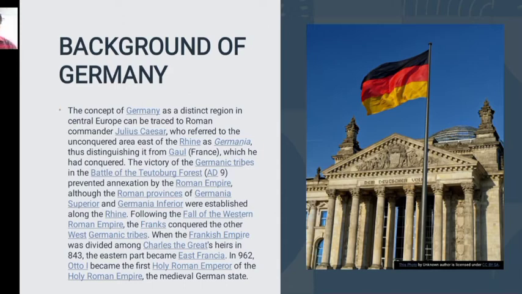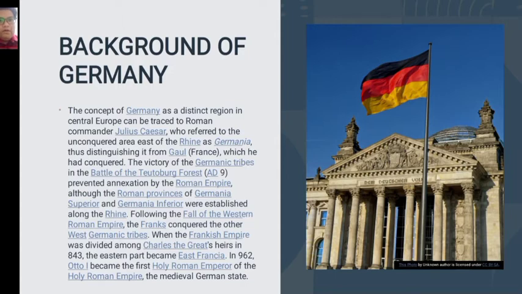Alright, first is the background of Germany. The concept of Germany as a distinct region in Central Europe can be traced to Roman commander Julius Caesar, who referred to the unconquered area east of the Rhine as Germania. This distinguishing is from Gaul, which he had conquered. The victory of the Germanic tribe in the Battle of the Teutoburg Forest, AD 9, prevented annexation by the Roman Empire, although the Roman provinces of Germania Superior and Germania Inferior were established along the Rhine.